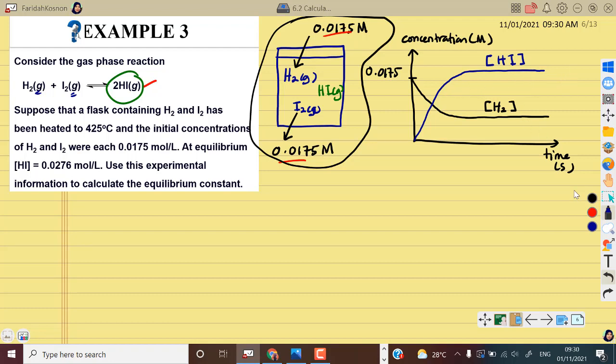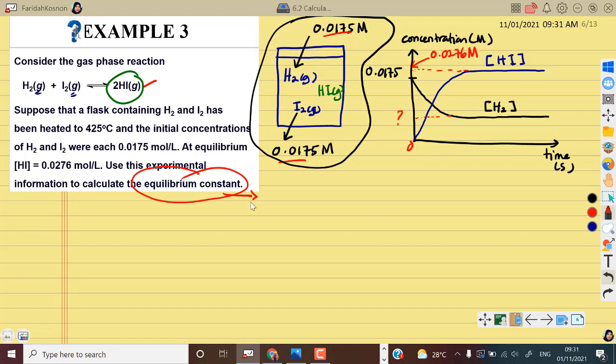Jadi sekarang ni apa yang berlaku at equilibrium. Nampak at equilibrium dia kata the concentration of hydrogen iodide is 0.0276 mol. Jadi kalau saya baca pada graf tu based on data, maksudnya kat sini concentration of hydrogen iodide at equilibrium adalah 0.0276 molar. Asalnya 0. Okey. Jadi berapakah concentration of hydrogen gas at equilibrium? Kenapa kita perlu tahu? Because we are going to calculate the equilibrium constant.